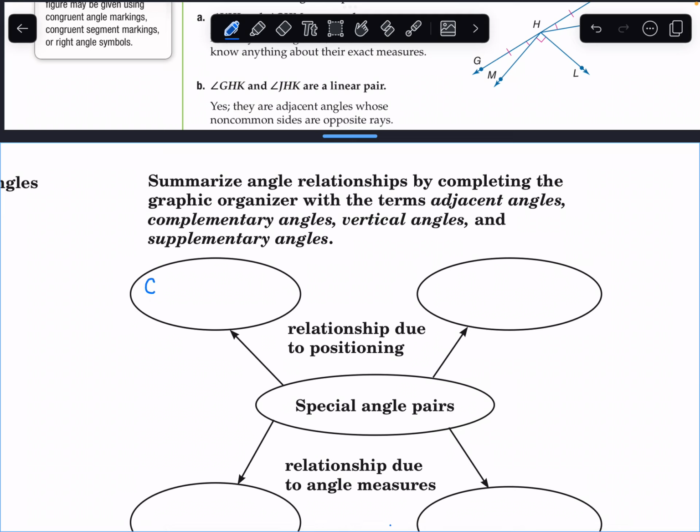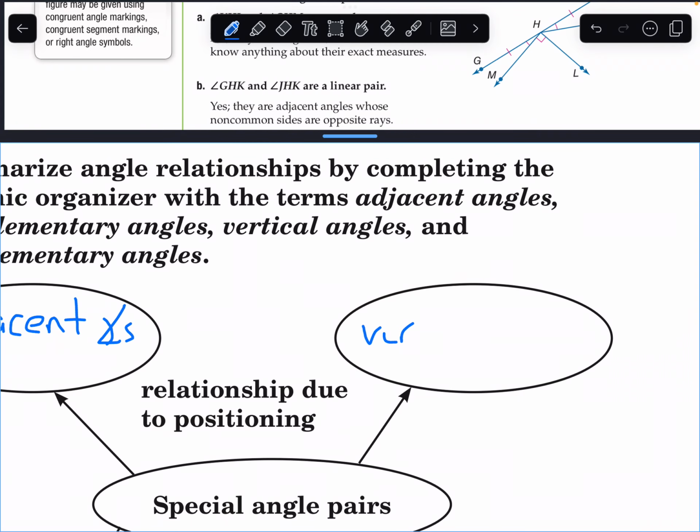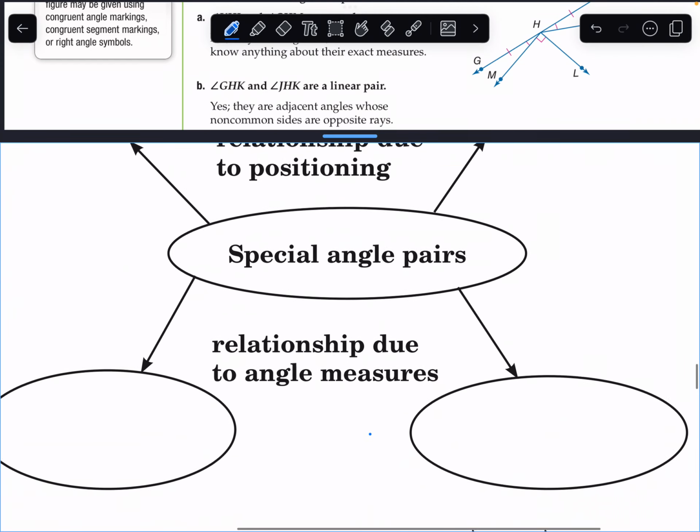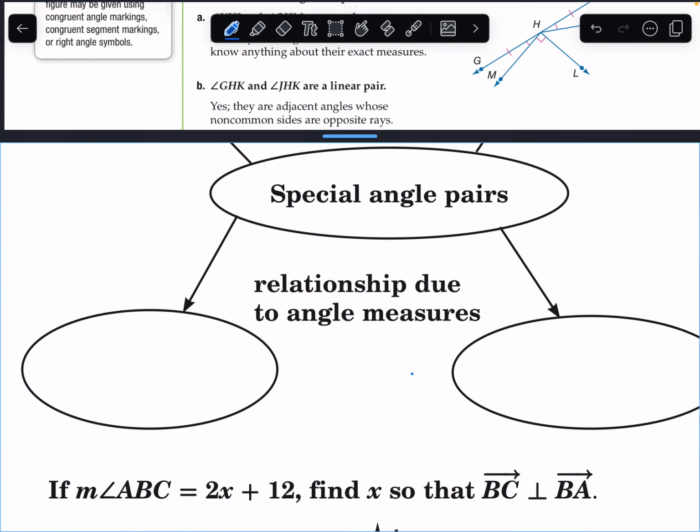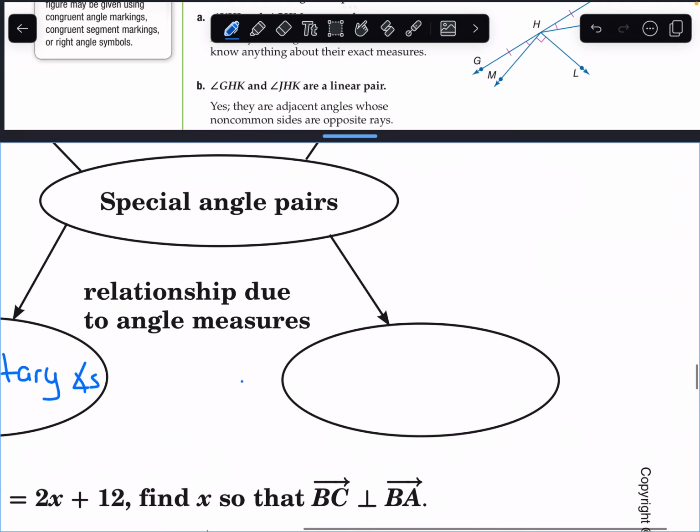Let me type. There we go. Adjacent angles and the vertical angles. And due to angle measures, that would be good old complementary and supplementary.